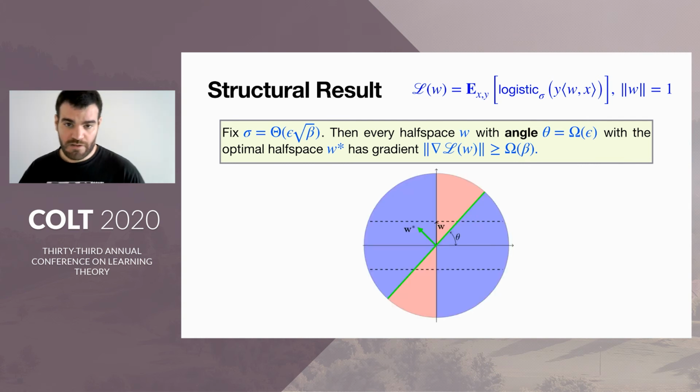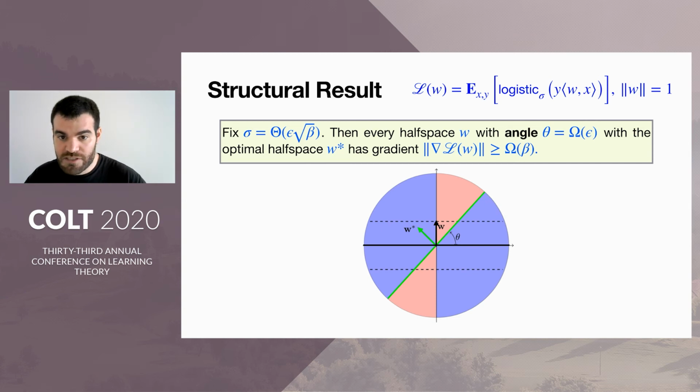So let's see why this is true, and let's focus on a two-dimensional version of the problem. And let's also assume that the underlying distribution is uniform over the unit ball. In fact, this is very close to having any log-concave distribution. So we start with our optimal half space. It's the green half space here, W star. And we also have our bad hypothesis W. So the assumption is that the angle between W and W star is large. So now the goal is to show that the gradient of this objective at W is also large, ruling out W from being a stationary point.